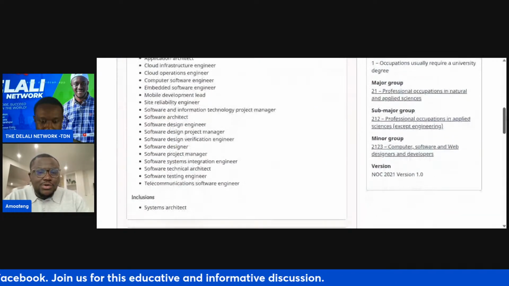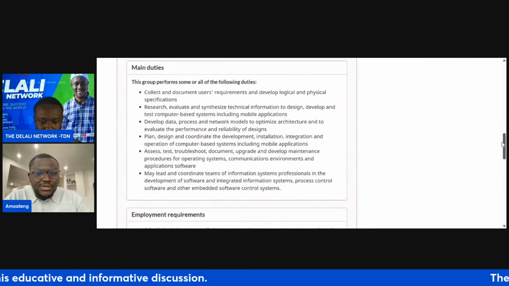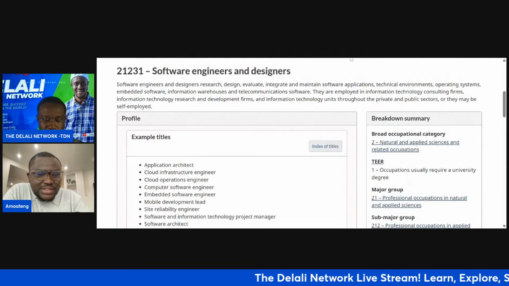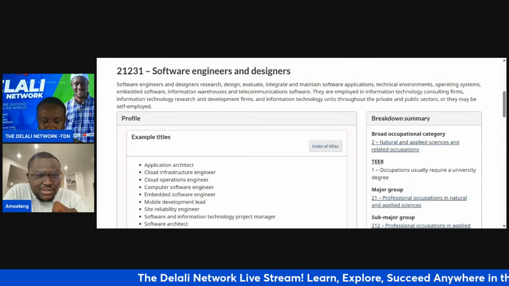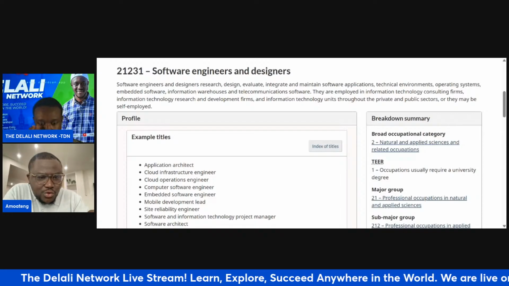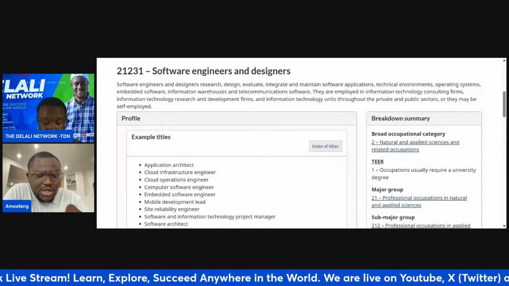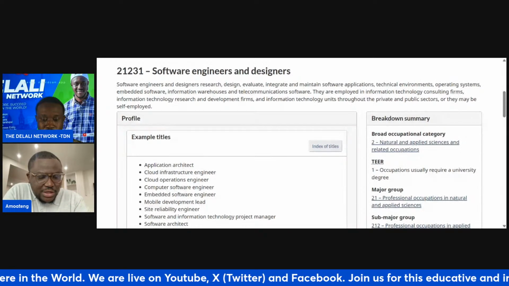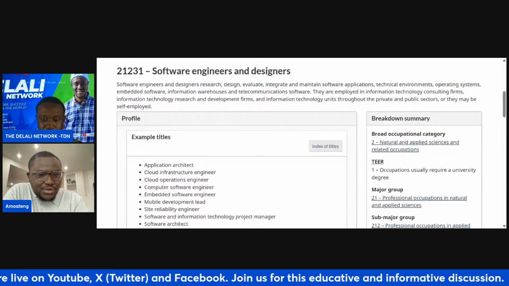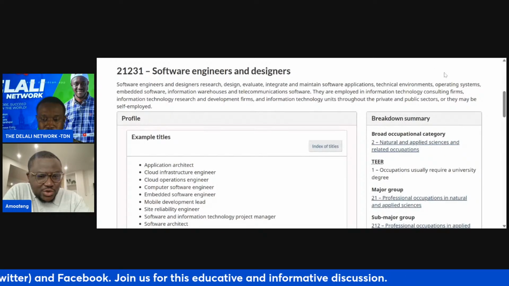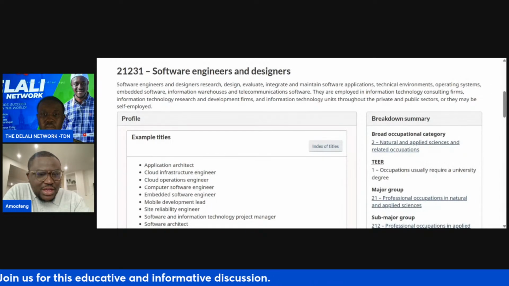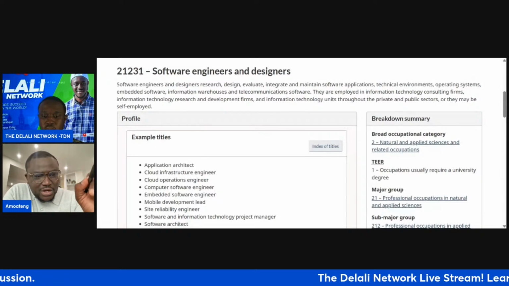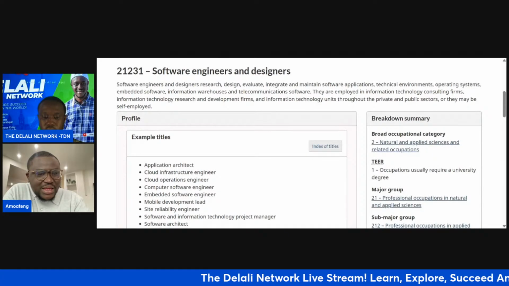Okay. So you can scroll up a bit. Okay. Yeah. So you see now, software engineers and designers, that is what we have on IRCC. And then the NOC code, the number is 21231. So how would you know the tier? The tier is the second number in the NOC number. So what is the second number? The second number is 1. So because the second number is 1, it means this job, software engineers and designers with NOC 21231, has a tier of 1. So the second digit in there gives you the tier.